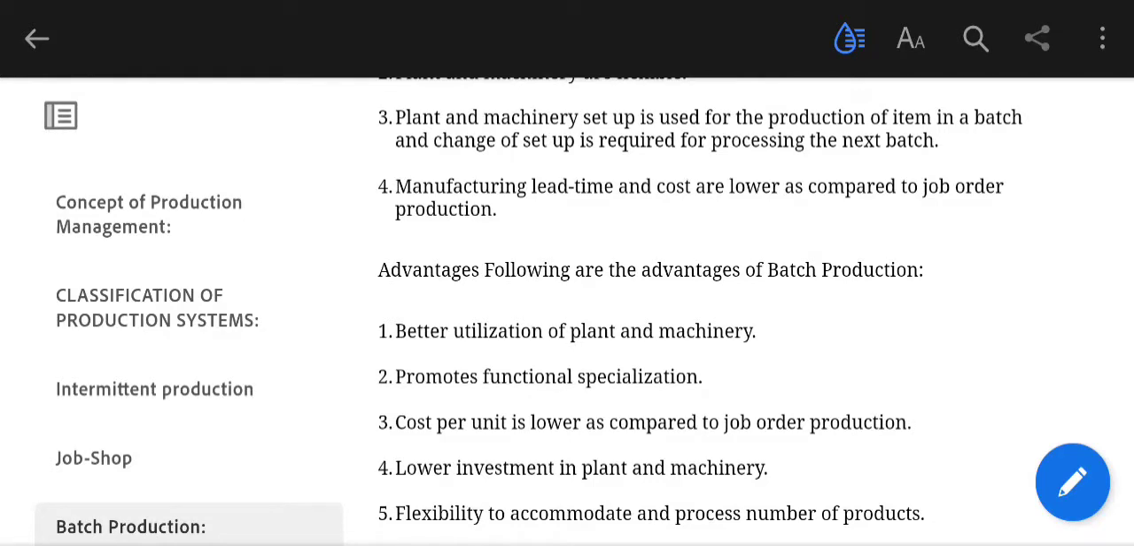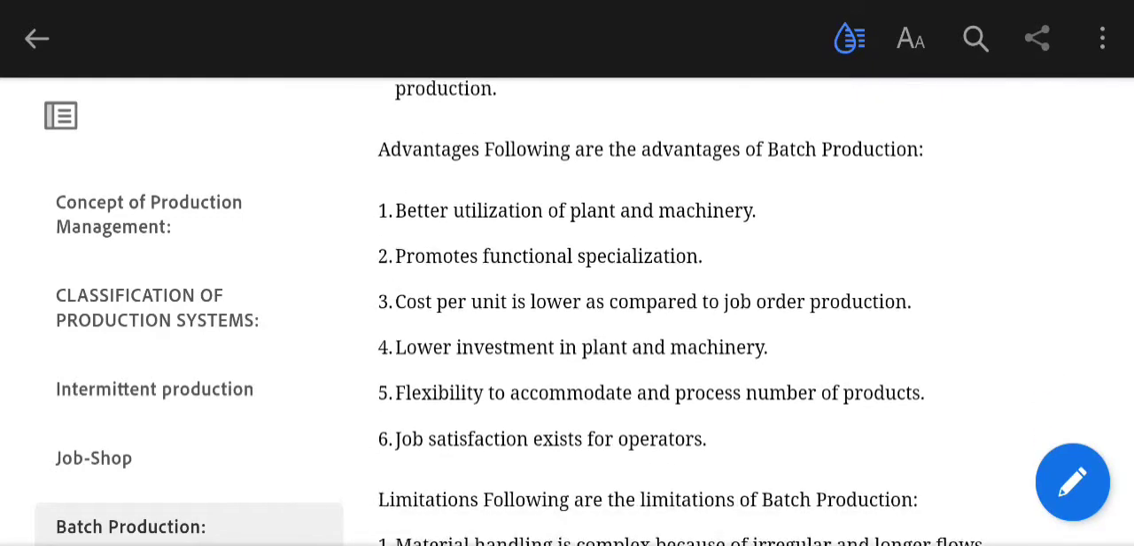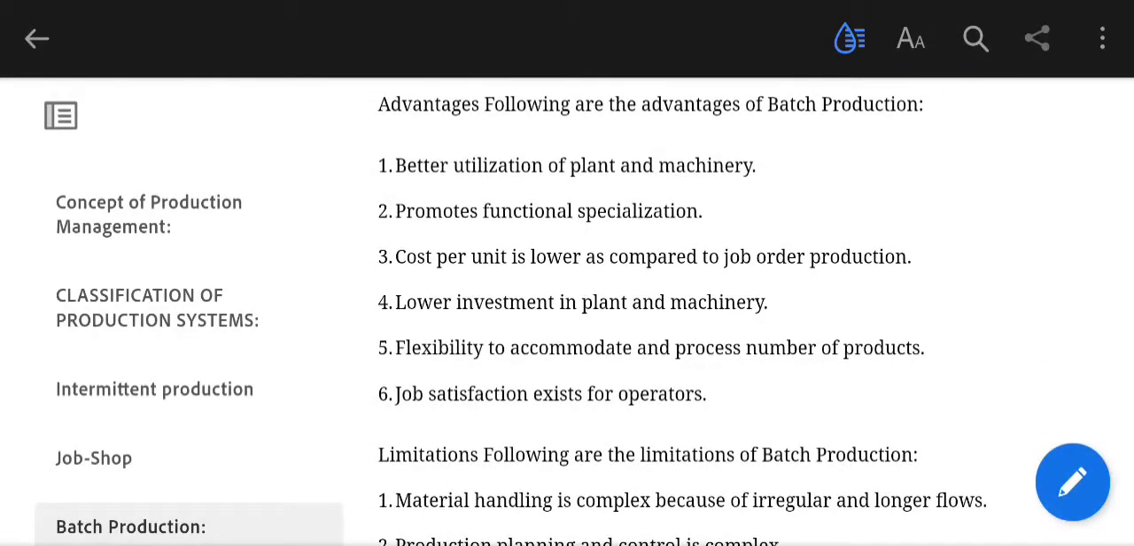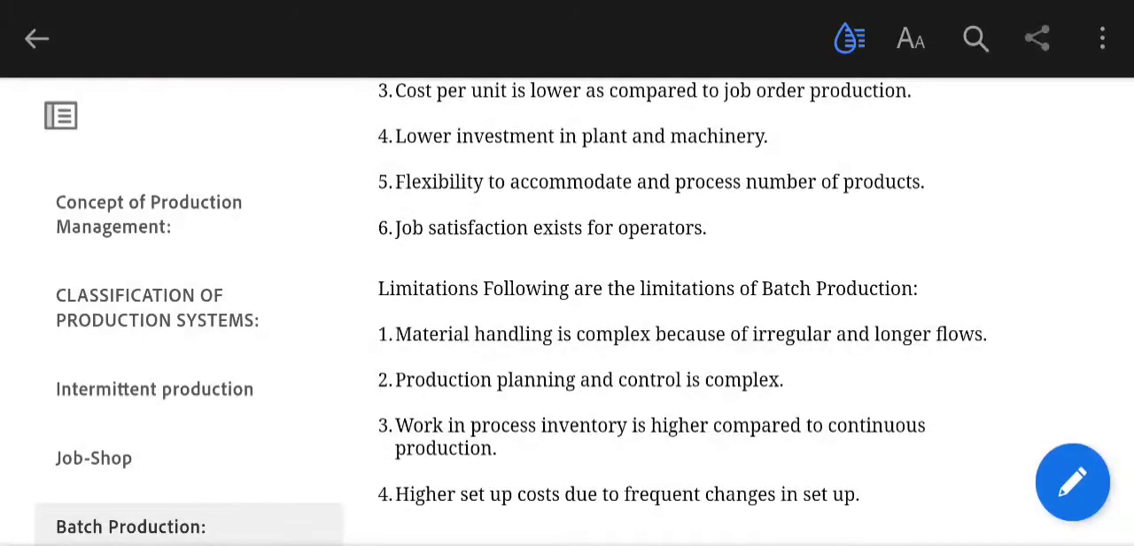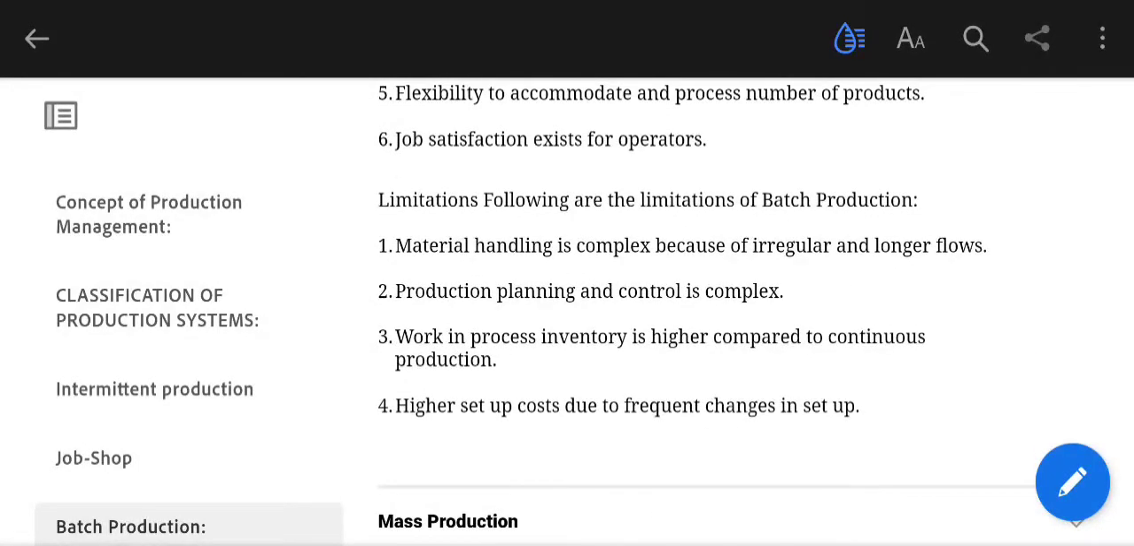After that, lower investment in plant and machinery. This is the concerning point, because sometimes you require labor for that, or sometimes you require machinery for that, but it is less as compared to the job shop. After that, flexibility to accommodate and process a number of products. After that, job satisfaction exists for operators. So these are the advantages of that. Now let's see the limitations.